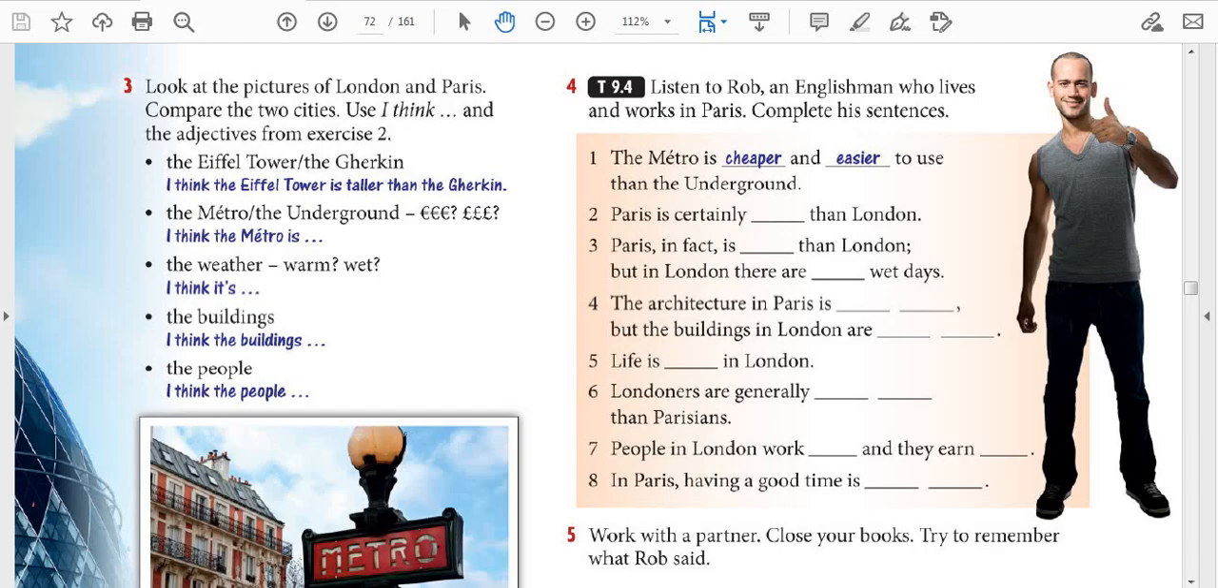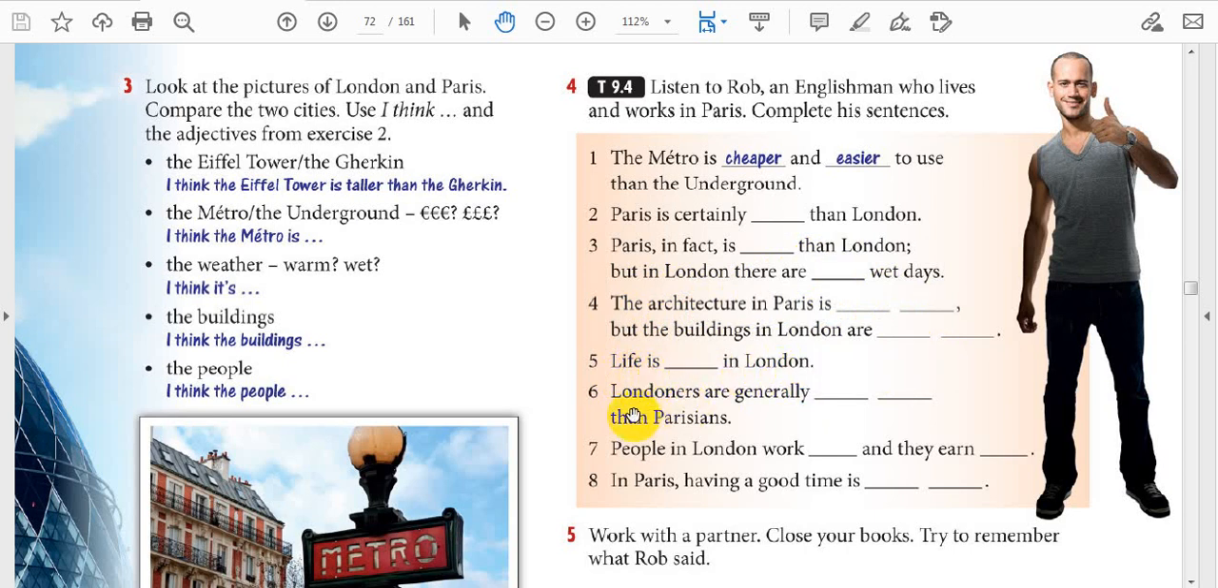TypeScript 9.4. Well, I like both London and Paris, but they're very different cities. Take transport, for example. The metro is cheaper and easier to use than the underground. And the weather, well, Paris is certainly hotter than London. And Paris, in fact, is wetter than London. But in London, there are more wet days. What about the buildings? Well, people say that the architecture in Paris is more beautiful, but the buildings in London are more interesting. And living in the two cities, well, life is faster in London.